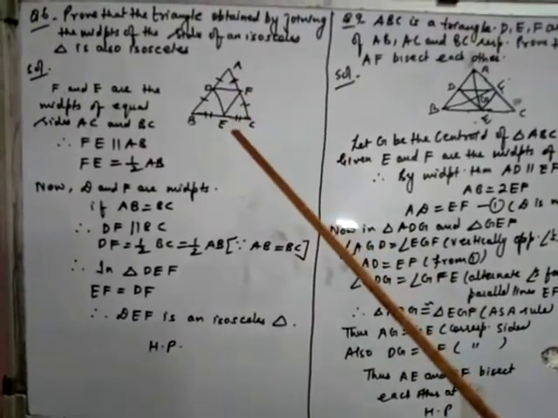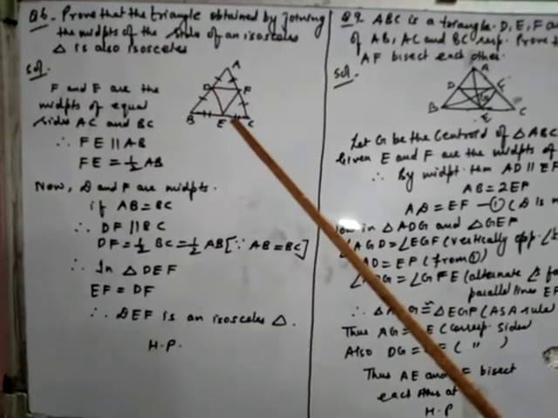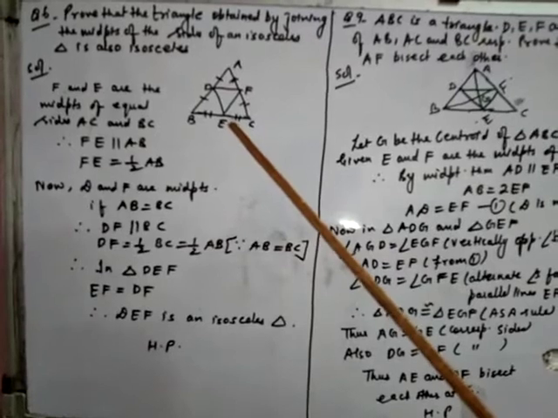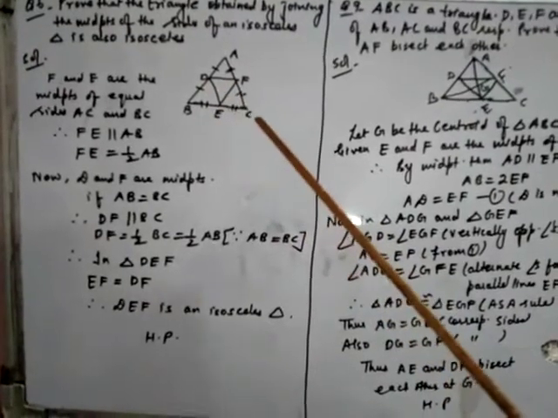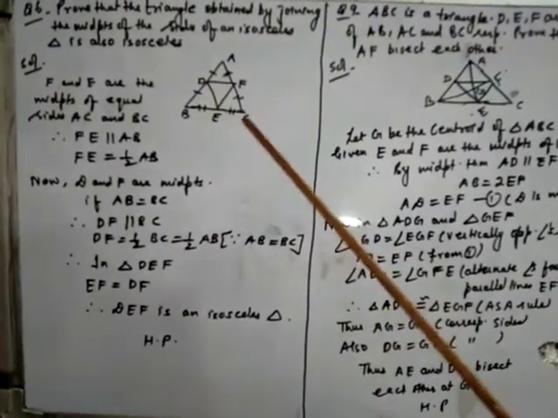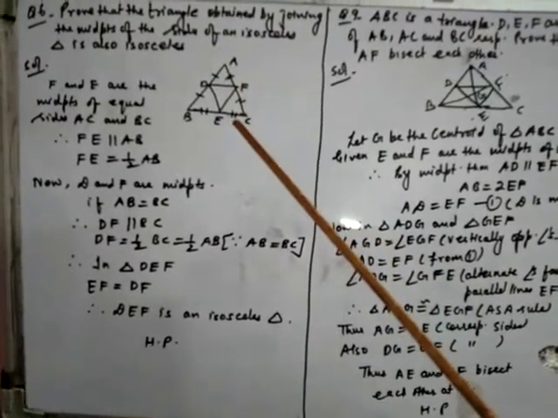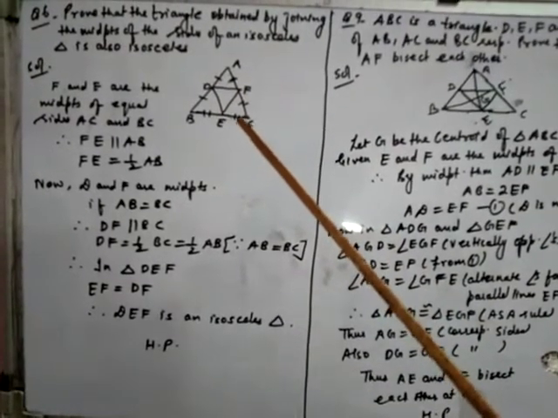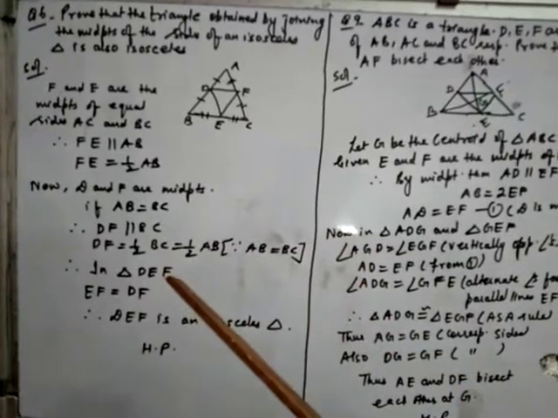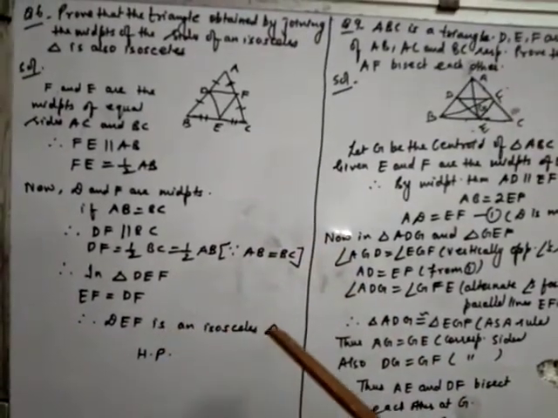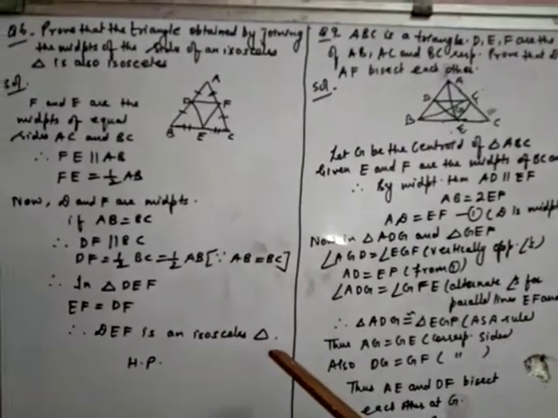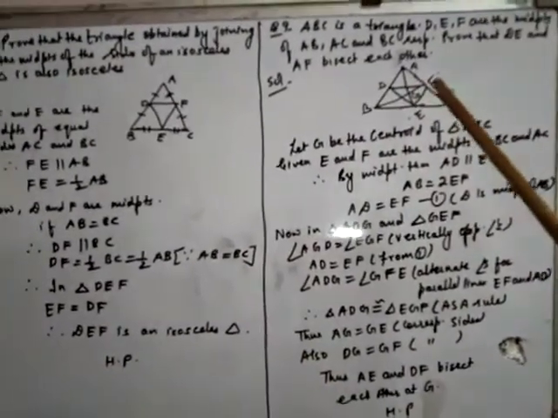Now D and E are the midpoints of the triangle. If AB is equal to BC, then we can say that DF is parallel to BC and DF is also half of BC, and this BC is equal to AB. Therefore, since AB is equal to BC, in triangle DEF we can say that EF is equal to DF. Therefore, triangle DEF is also an isosceles triangle. Hence proved.